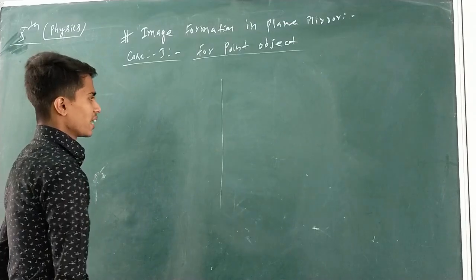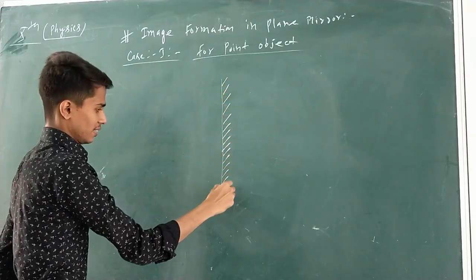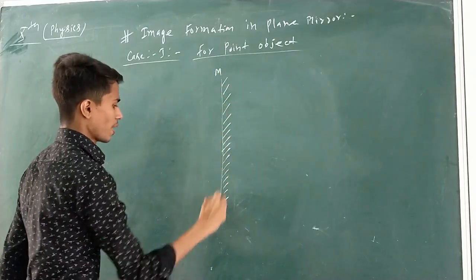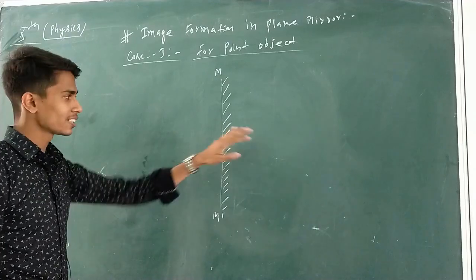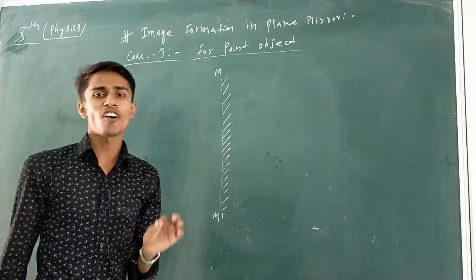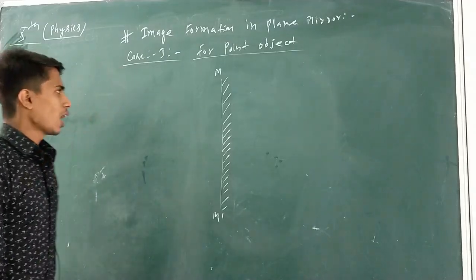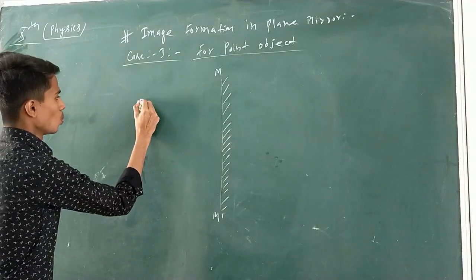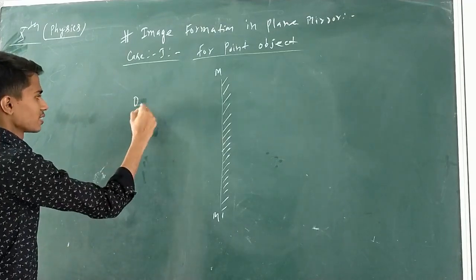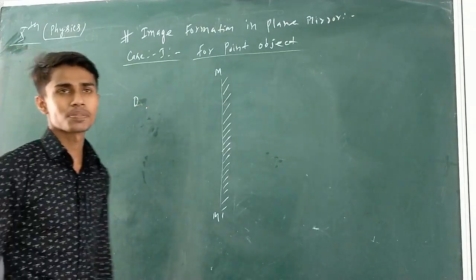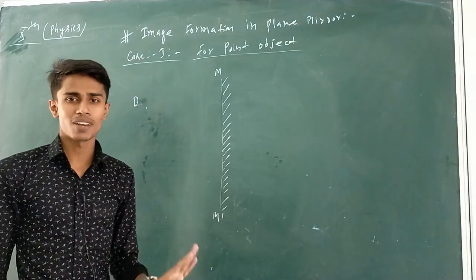Let a plane mirror be taken and let its end points be M and M dash. This one is the front part of the mirror, and this is the rear part of the mirror. Always for an image formation, an object is placed in front of the mirror. Now let a point shape object O be placed in front of the mirror. This is the object. The object is point shape. Now what is the prerequisite condition for image formation? Presence of light.